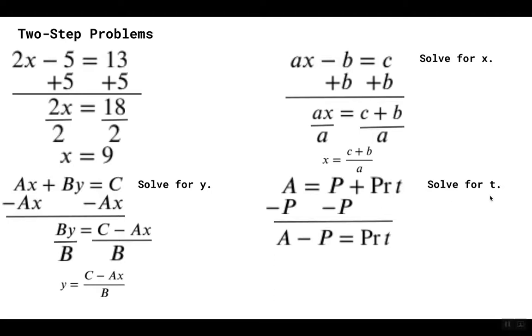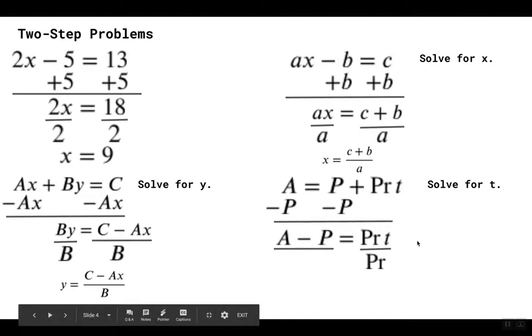I'm solving for t, so I look right here. Well, this is p times r times t. So my inverse operation is division. So I'm going to divide both sides by p times r. Remember, when it's a string of things multiplied together, you can divide them all at one time. Divide both sides by pr. These p's, these r's will cancel to give us the t that we want.